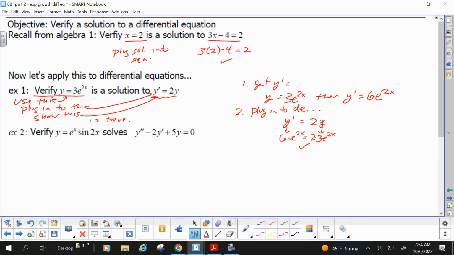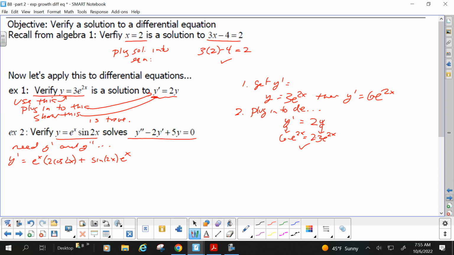Okay, let's try one where you'll have to do a little more. Verify this solves this differential equation. Now this has the second derivative, so we're going to need y prime and y double prime to plug in. So we're going to start there. Y prime is, product rule. First stays the same, derivative of the second would be e times 2 cosine of 2x, plus second stays the same, derivative of the first. So we clean it up.